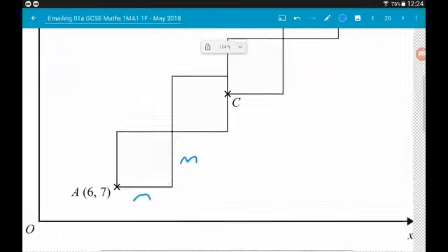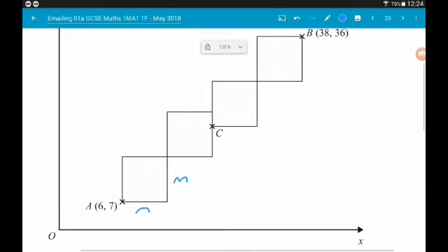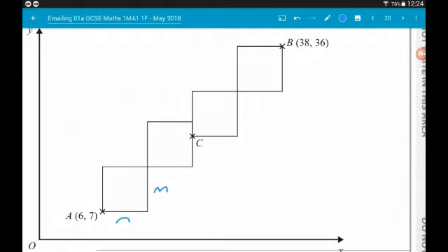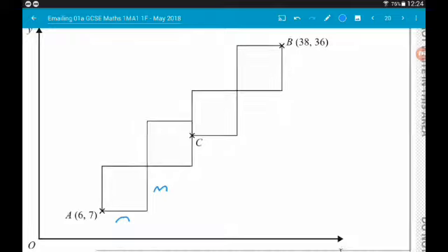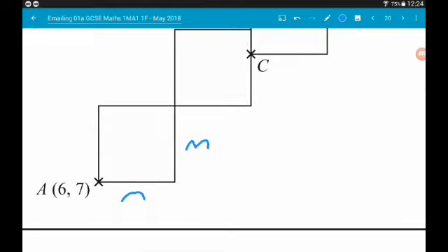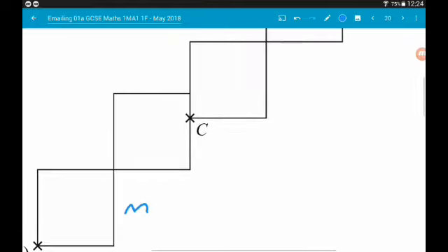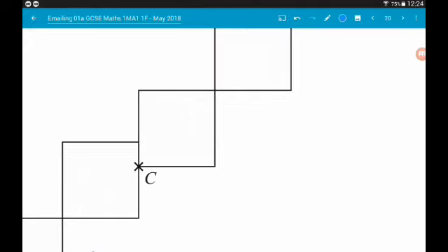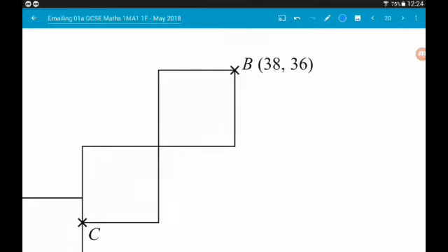Okay, now let's think about this. Can we work out the value of M? Well, we know going from left to right, we are going along 4 base lengths of the squares. So we are going from 6, we're going along by M, along by M again, along by M again, along by M again, and now our x coordinate is 38.